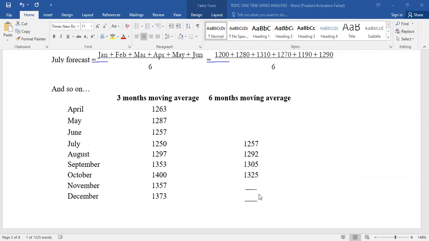So we need to add the figures for May to October, then we divide by 6. Unless people are not using a scientific calculator, it is very simple. What's the answer? 1327. Who is that? Beatrice. Wonderful. For December, you need June to November. We have now the November figure.